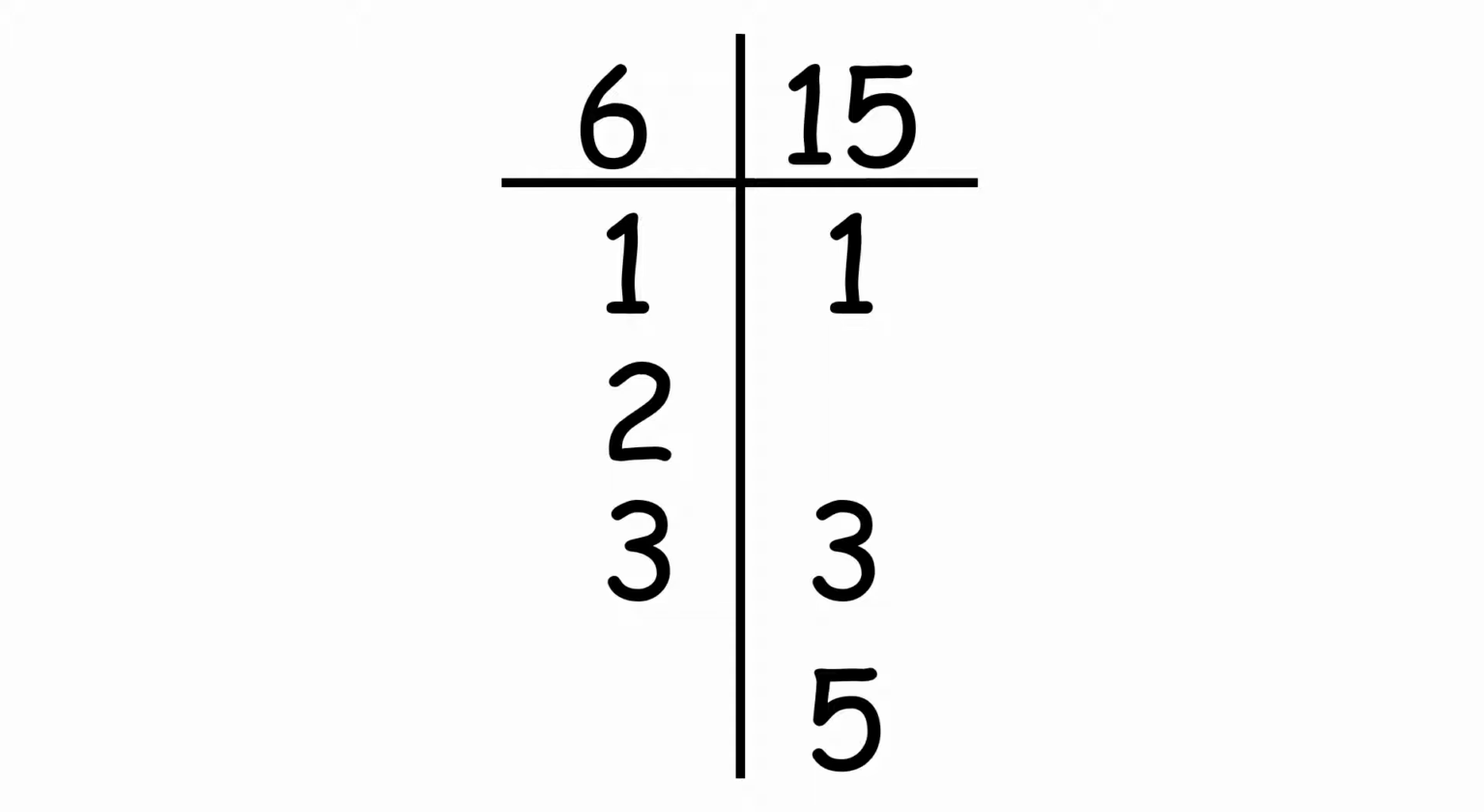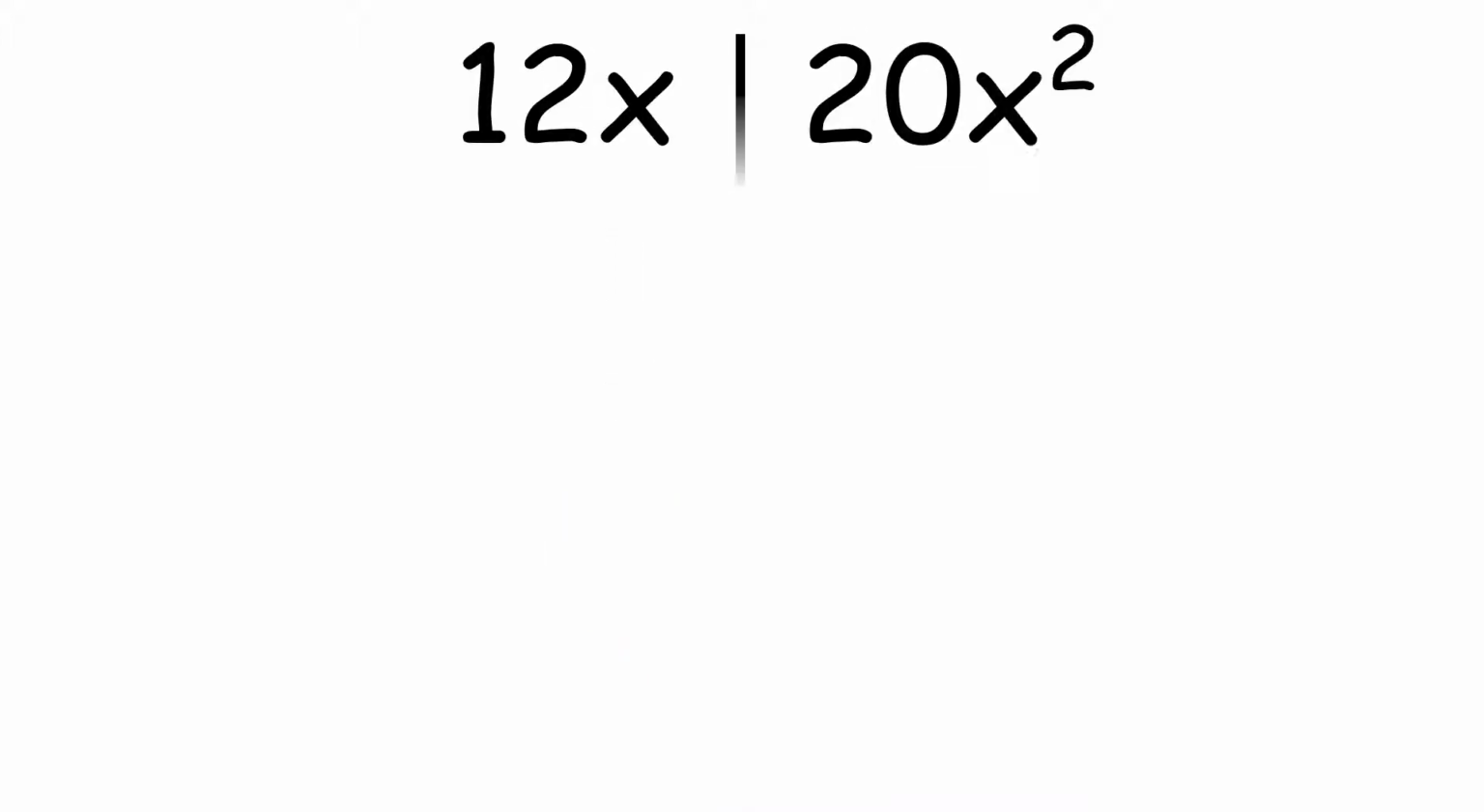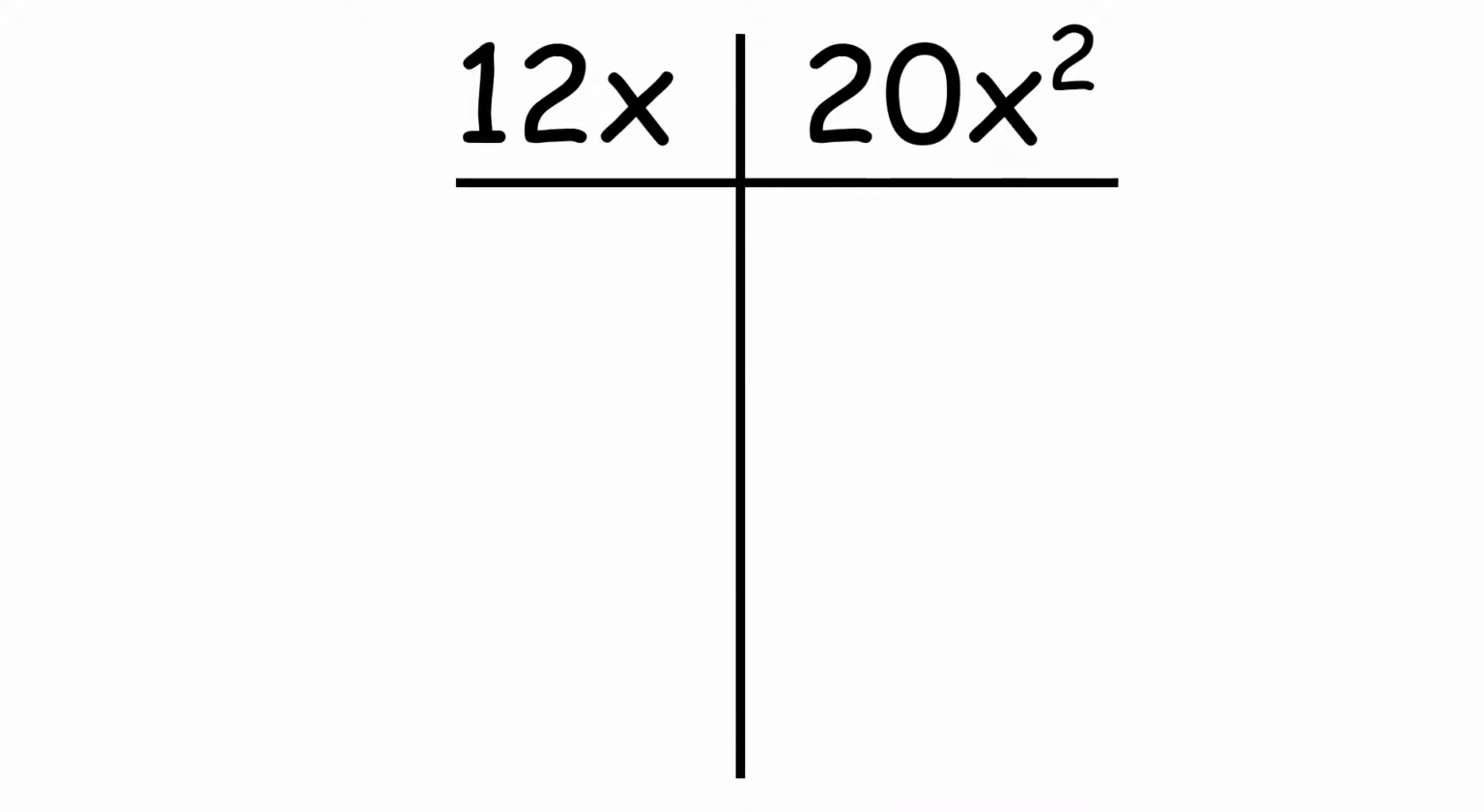So out of all of the factors for both 6 and 15, it turns out that 3 is the largest number that multiplies equally into them both. It's what we call the greatest common factor. Now let's try two terms that include variables, 12x and 20x squared.